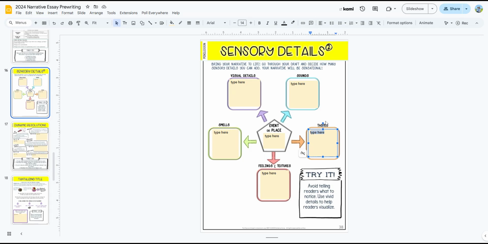And then taste. So this one might be kind of tricky to do for school, but maybe it takes place at lunch and you're putting some of the details in there of what you would taste at lunch. Now what it says down here in this box, try it. Avoid telling readers what to notice and use vivid details to help readers visualize.